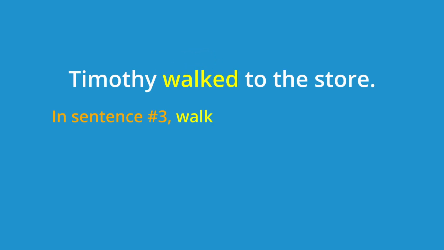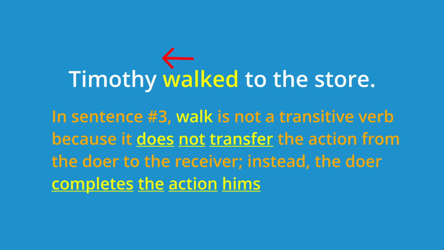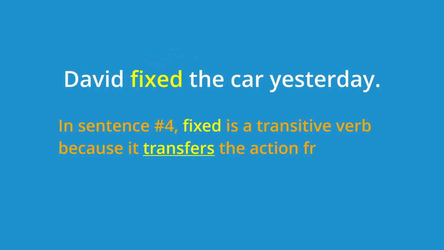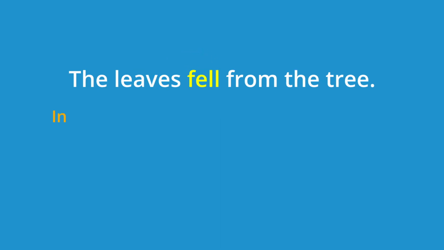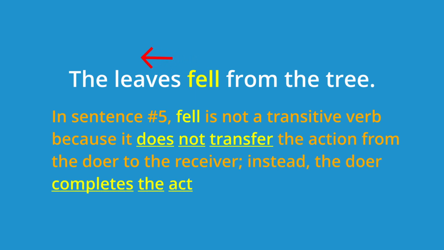In sentence number 3, walk is not a transitive verb because it does not transfer the action to the receiver. Instead, the doer completes the action himself. Timothy walked to the store. In sentence number 4, fix is a transitive verb because it transfers the action to the receiver. David fixed the car yesterday. In sentence number 5, fell is not a transitive verb because it does not transfer the action from the doer to the receiver. Instead, the doer completes the action. The leaves fell from the tree.